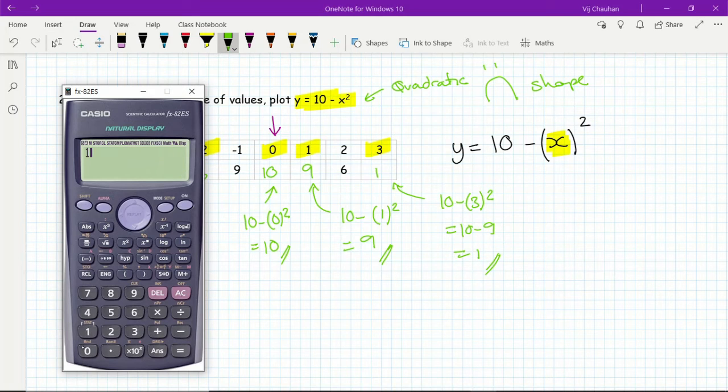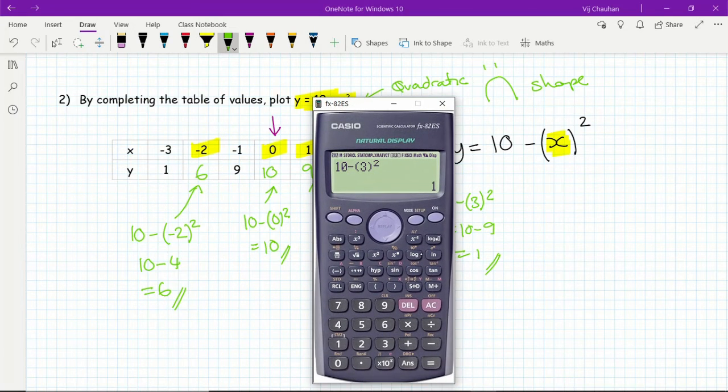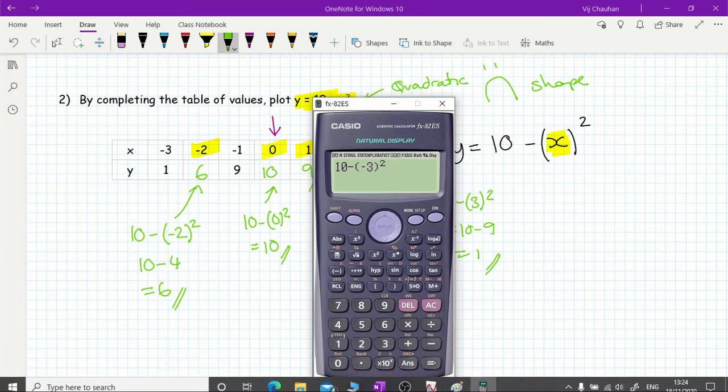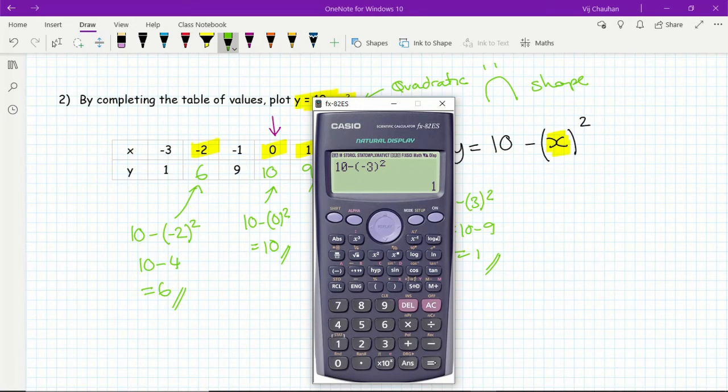And I'm going to do that again, 10 minus, let's go for bracket 3 squared, and it correctly gives me 1. Now this usually works best when it comes to negative values, so 10 minus, and then bracket minus 3 squared, and that should give me 1, which it does, and there you go.